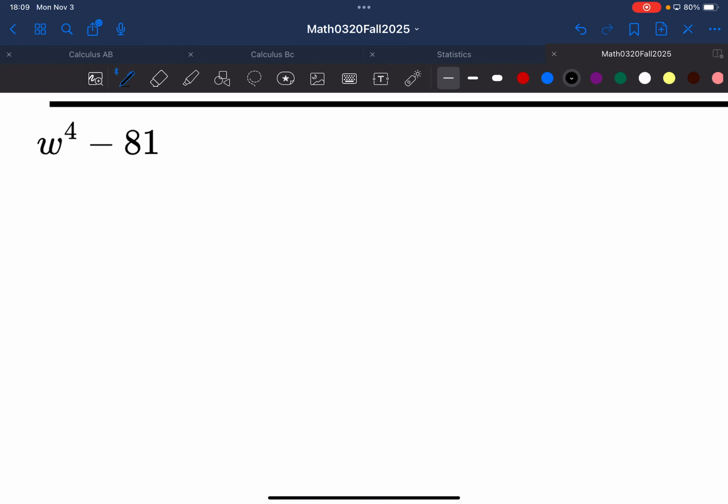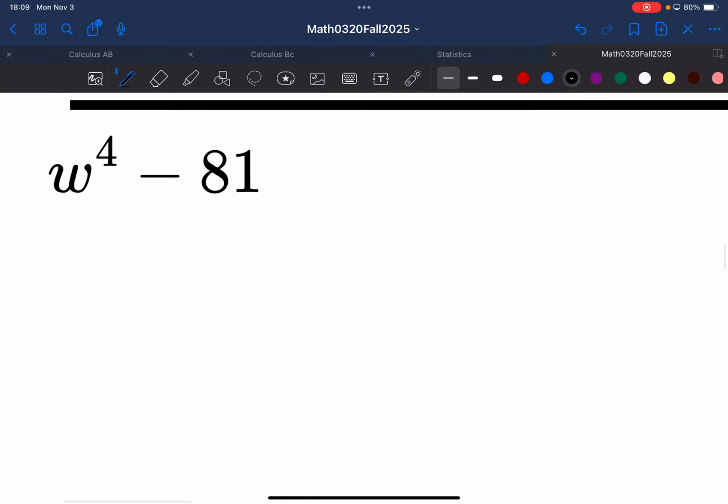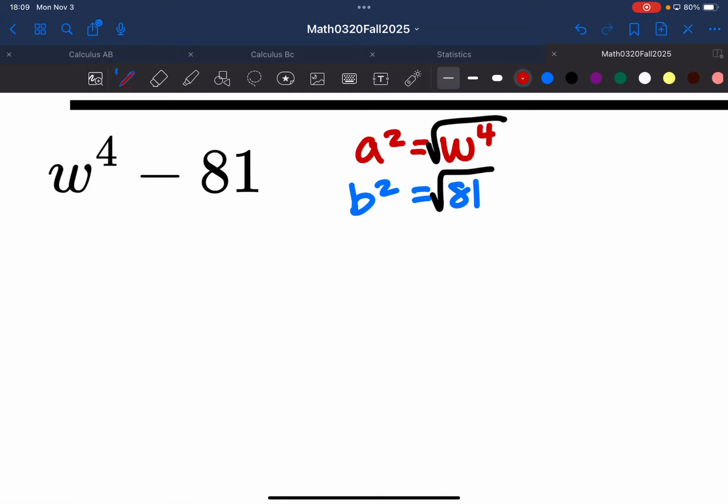Okay. Now we move on to these type of examples where, yes, we can factor them because we have difference of squares, but maybe after you factor it once, you may have to factor it twice, okay? And we'll see that here. So if we do the same steps we were doing, we would say that a squared is equal to what? W to the fourth, and b squared is equal 81. So then we take the square root of each of them to find our a and b values.